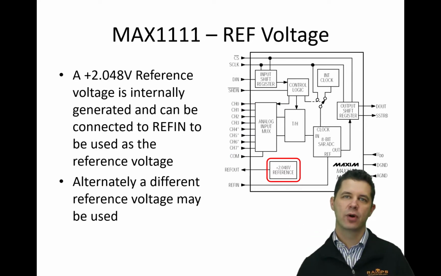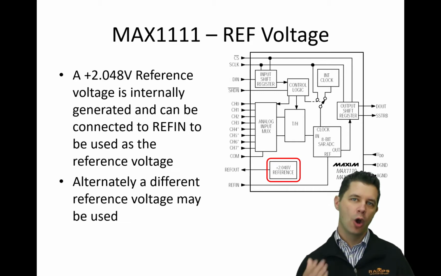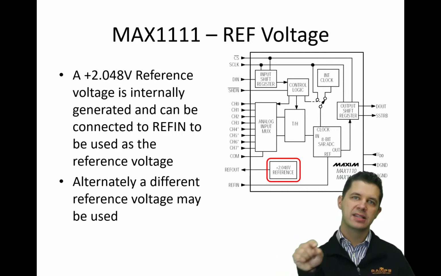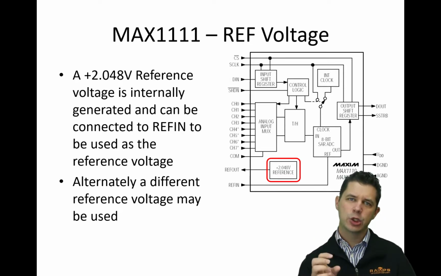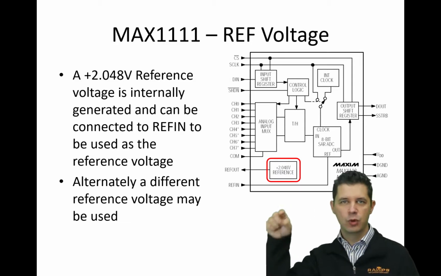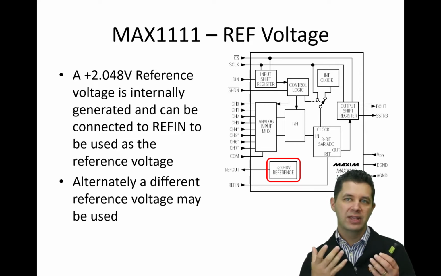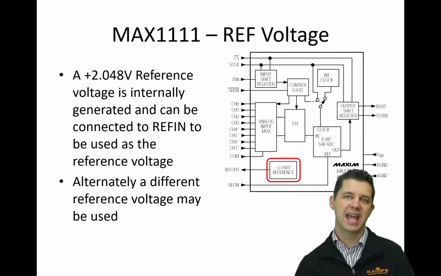We then have a reference voltage. So in this case, a 2.048 volt reference voltage is internally generated. Now we can connect this to our reference pin and use this as the reference voltage. Conversely, we might want a different reference voltage. We might want to use 3.3 volts or something like that. We can feed that in, but we'll need to make sure that if we want accurate conversions, that reference voltage needs to be stable. We can't have a voltage that's kind of moving around, drifting around, because that won't give us a very good conversion. It won't be a stable voltage that we're doing our conversions with.